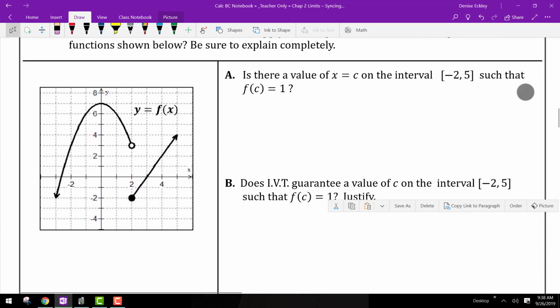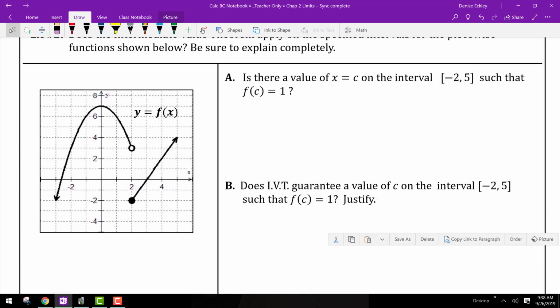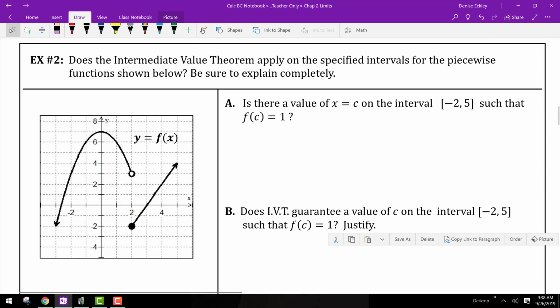So how do we use it in a problem? We are to decide if the intermediate value theorem can be applied on a specific interval for the piecewise function shown, and be sure to explain, and the important word there is completely. We have to be very precise in how we explain this.